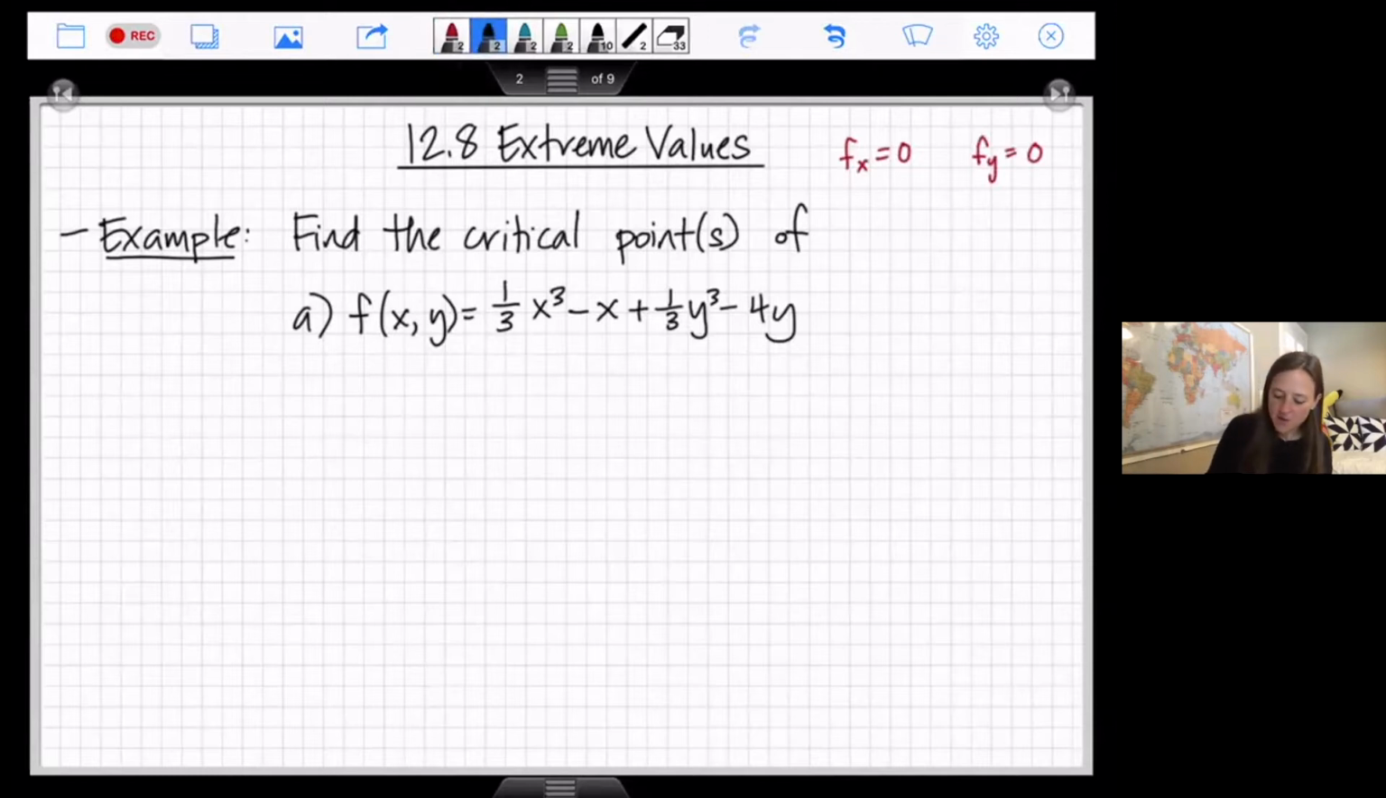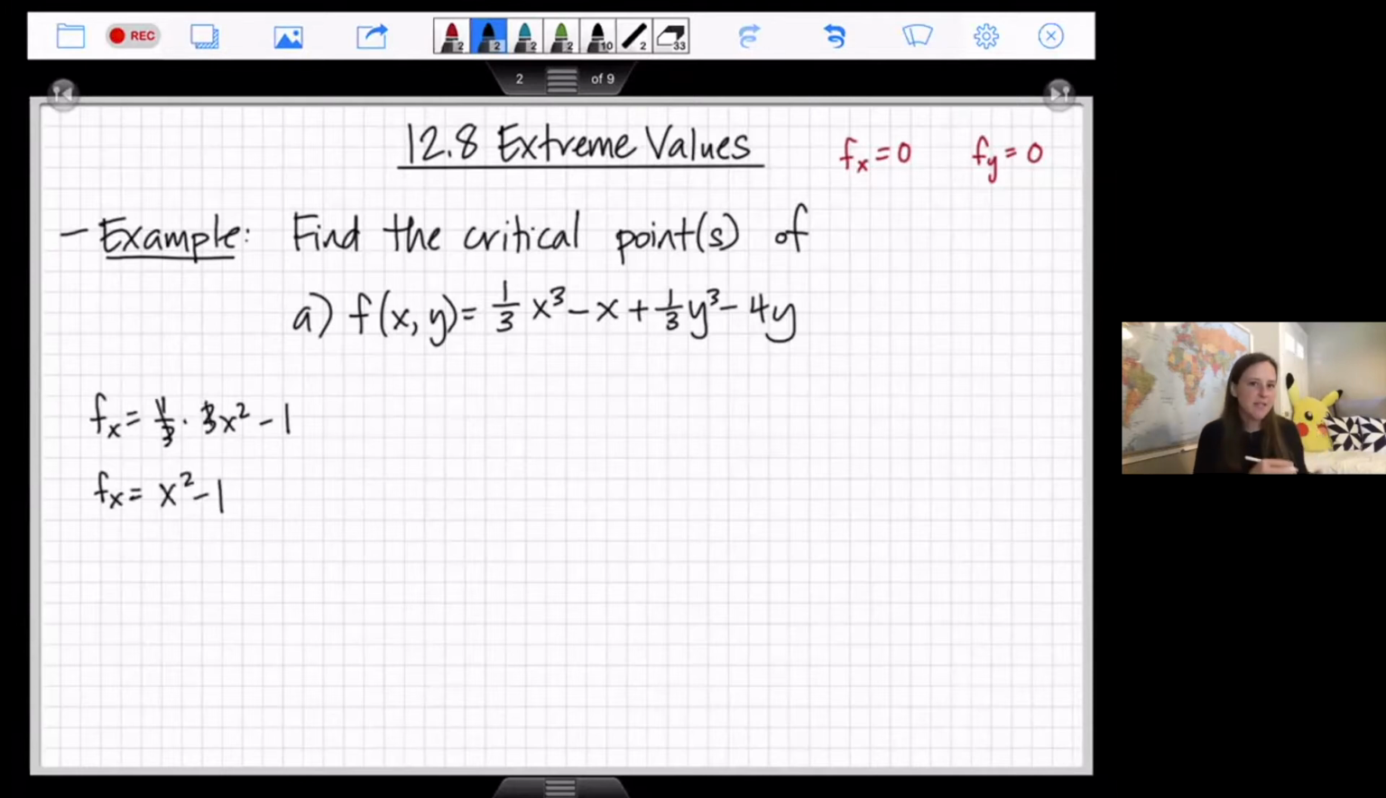All right, so let's take our partials of this function. We're going to find the partial with respect to x. Let's see, I got 1/3 times the derivative of x cubed, 3x squared, and minus x, I just get -1. And then the rest of the function is just made up of a bunch of y's, so the derivative with respect to x is 0. So I could simplify my derivative with respect to x, cancel out the 3 and the 1/3, and I just get x squared minus 1. All right, so we're going to set that equal to 0 in a second.